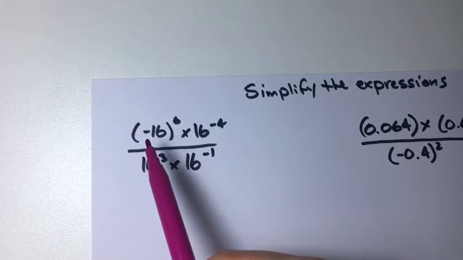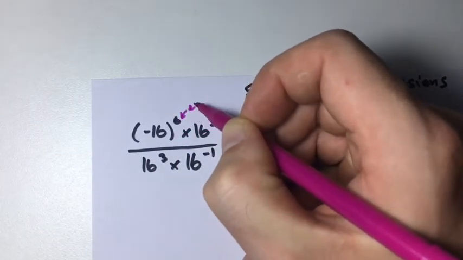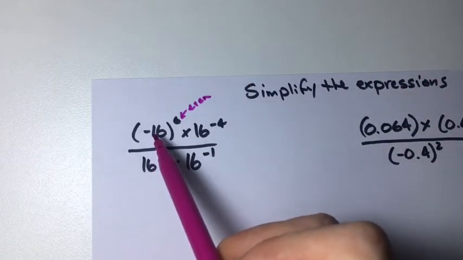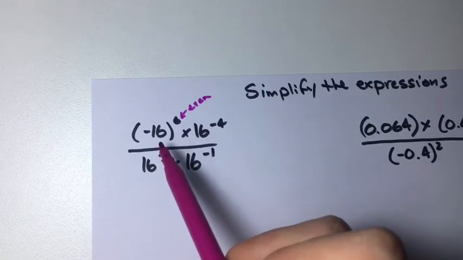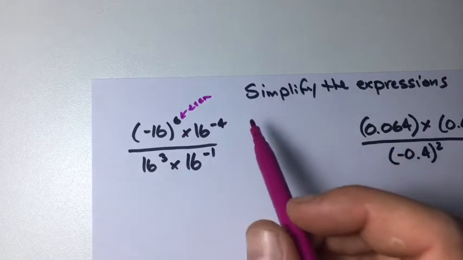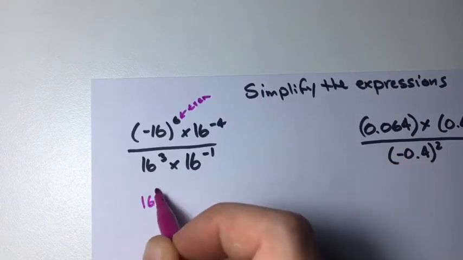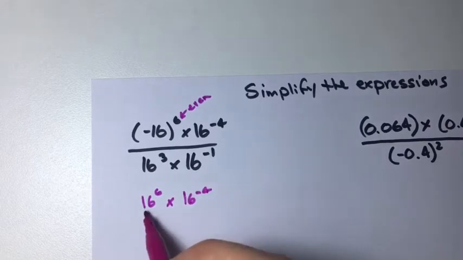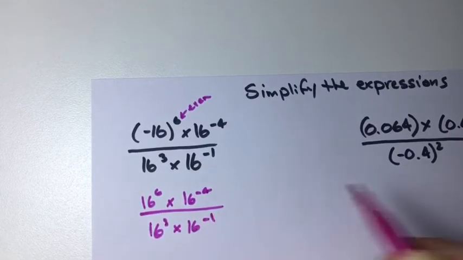And there is something we can do. Since we have an even exponent, we can change the sign of the base because a negative 16 raised to an even exponent is the same value as a positive 16 raised to the even exponent. So let's go ahead and rewrite this as 16 to the power of 6 times 16 to the negative 4 over 16 cubed times 16 to the negative 1.